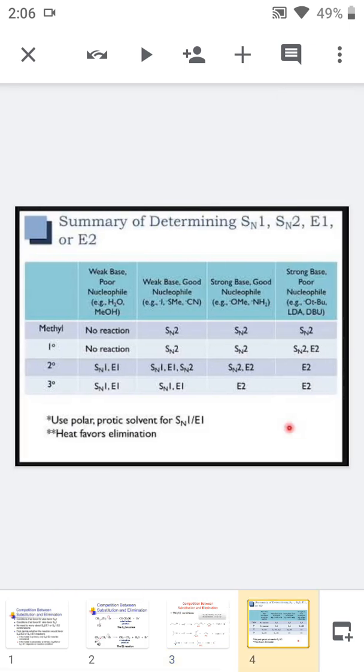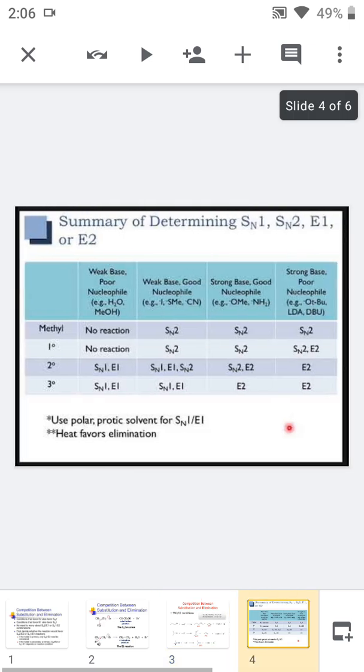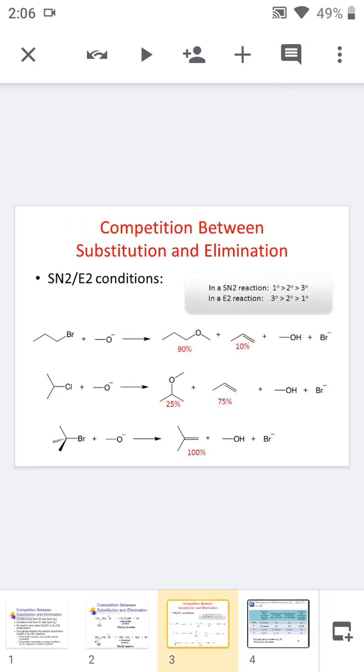So here both of them are possible, whereas in tertiary, in the case of strong base, we will get only E2 elimination. See here, in tertiary alkyl halide only the E2 product is obtained.